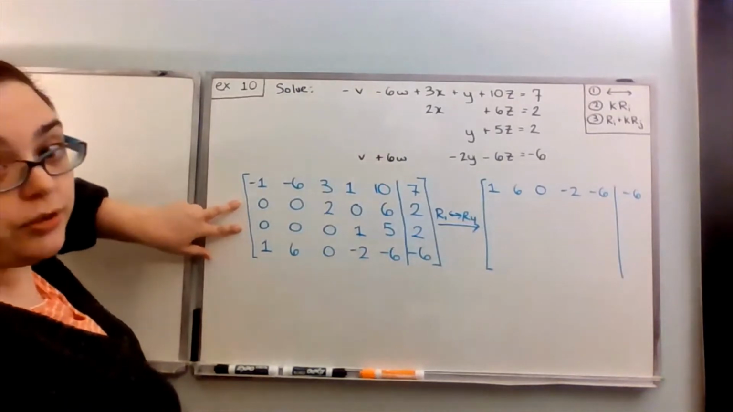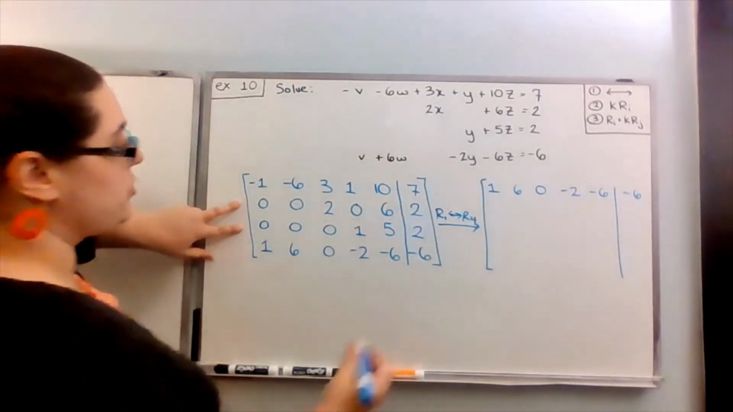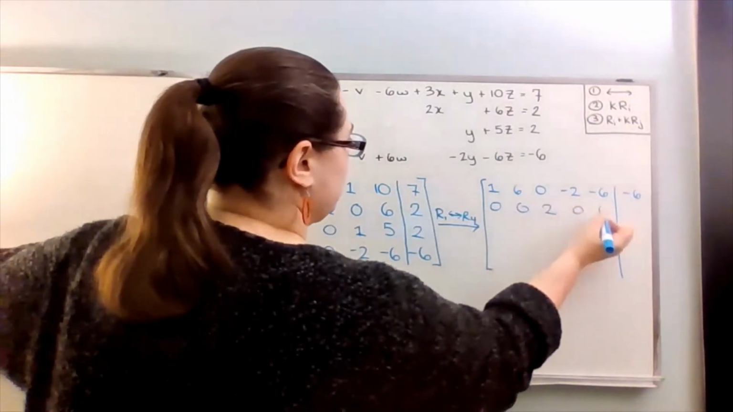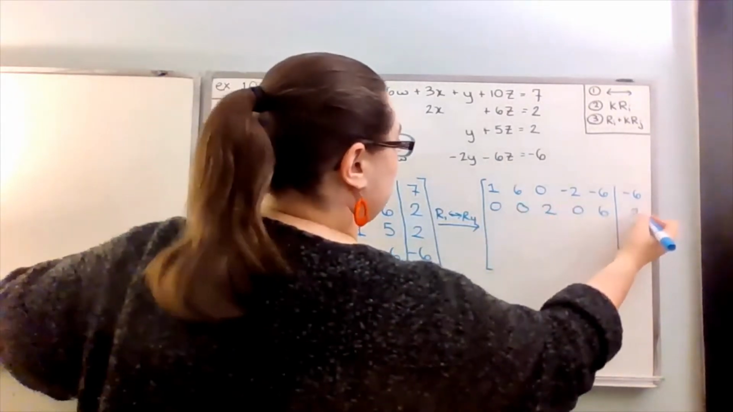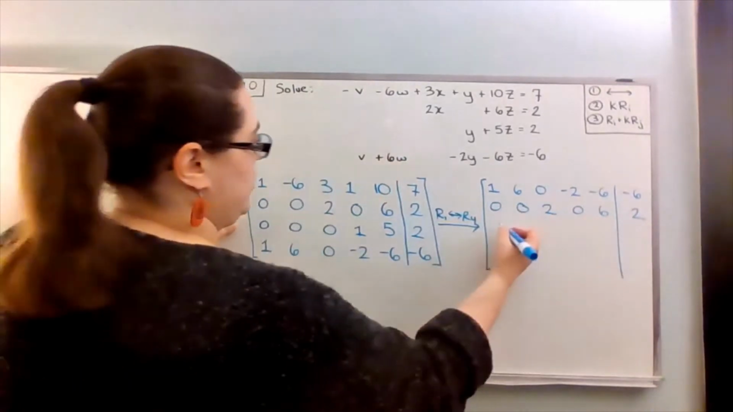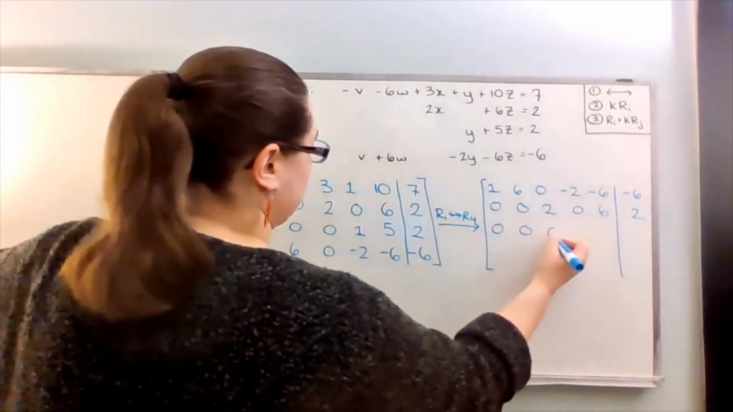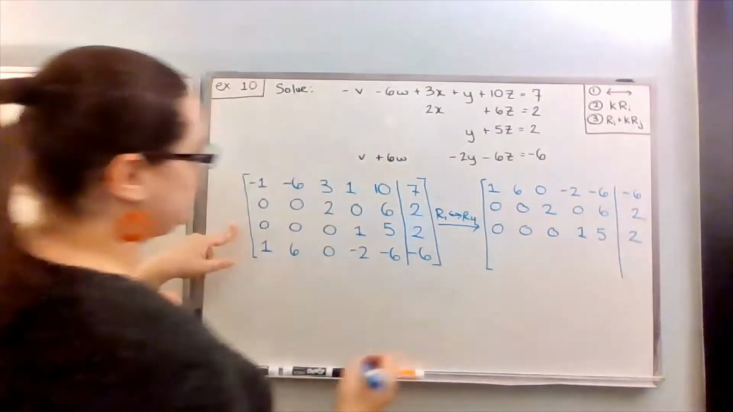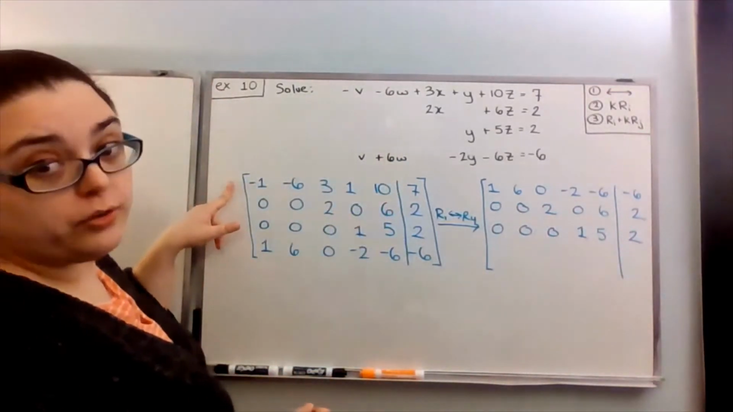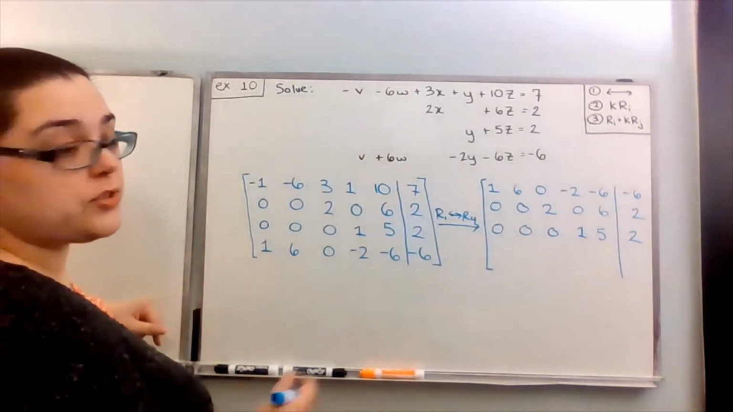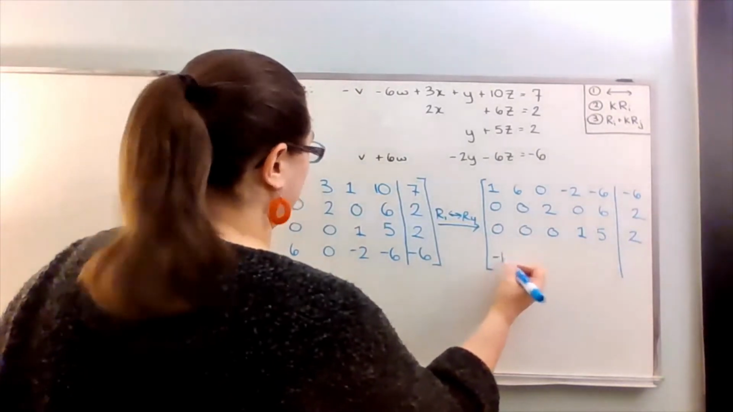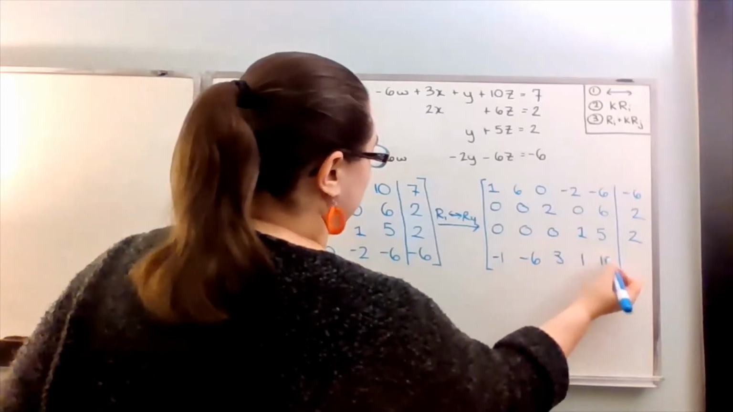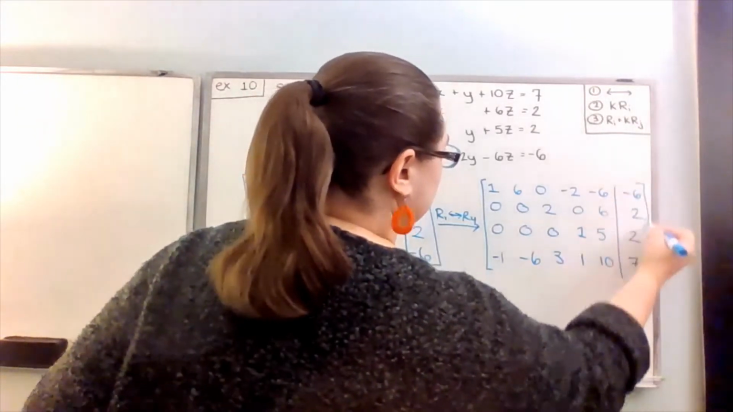My second and my third rows are not going to change. So we're just going to get 0, 0, 2, 0, 6, 2, and then 0, 0, 0, 1, 5, 2. And now my first row is going to become my fourth row. So we get -1, -6, 3, 1, 10, 7.